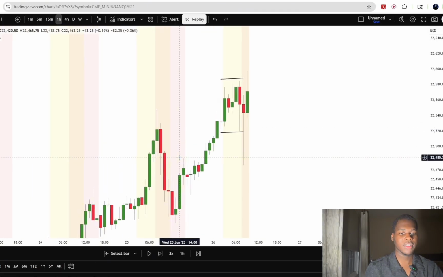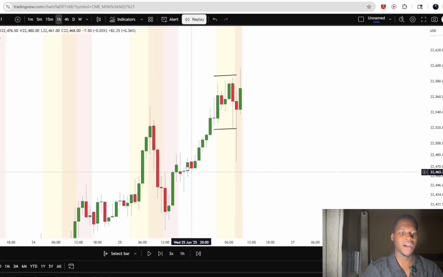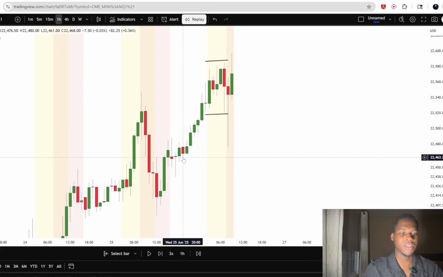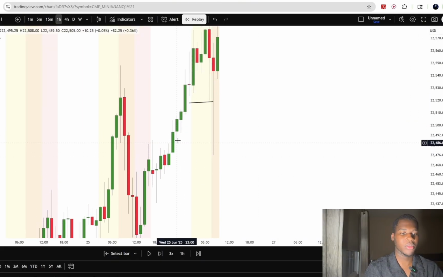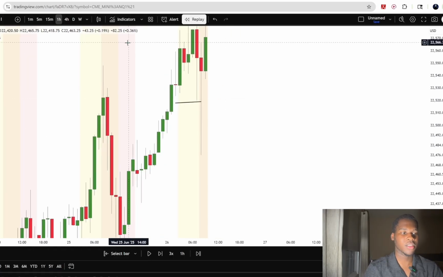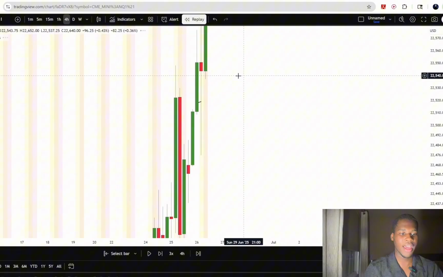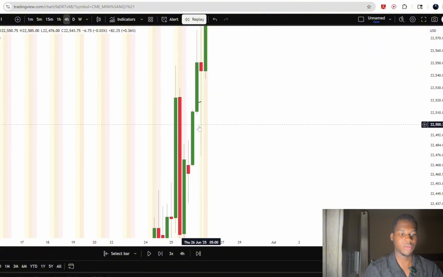Next, we want to go to the higher time frame and identify higher time frame zones. So we have right here a fair value gap on the higher time frame, which is the 1 hour. And if we go to the 4-hour time frame, we have a demand zone, which is right here.